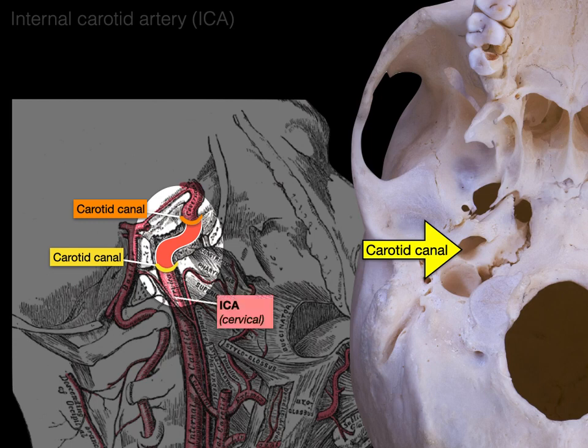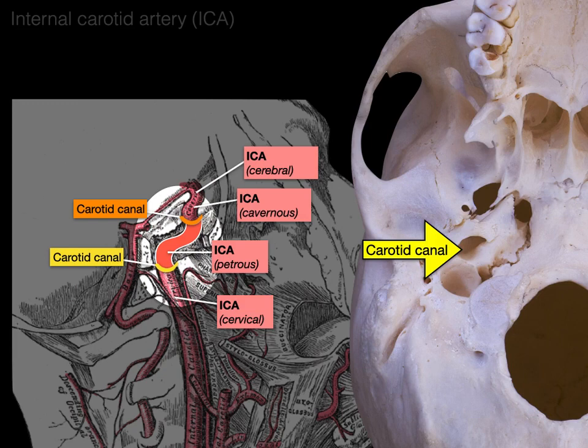So we notice that there's a part of the internal carotid artery in the neck, the cervical region, in the carotid canal, the petrous region, in the cavernous sinus, and then that's supplying the brain. So there's basically these four parts to the internal carotid artery.